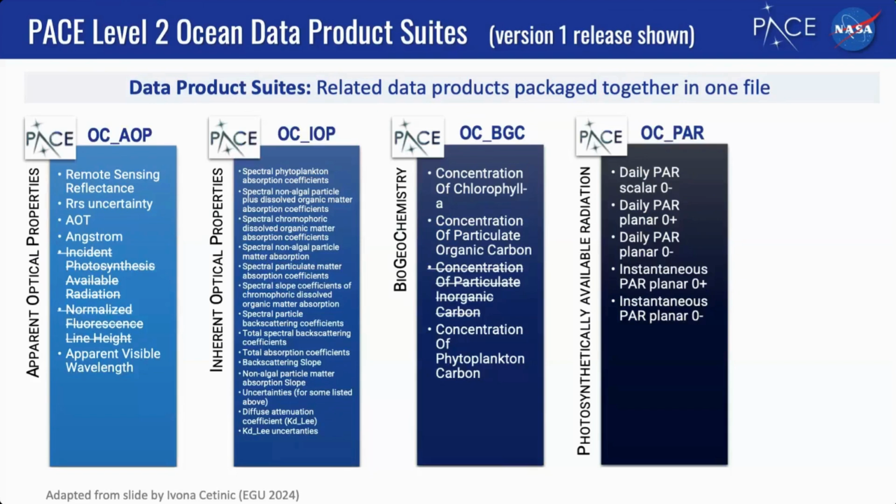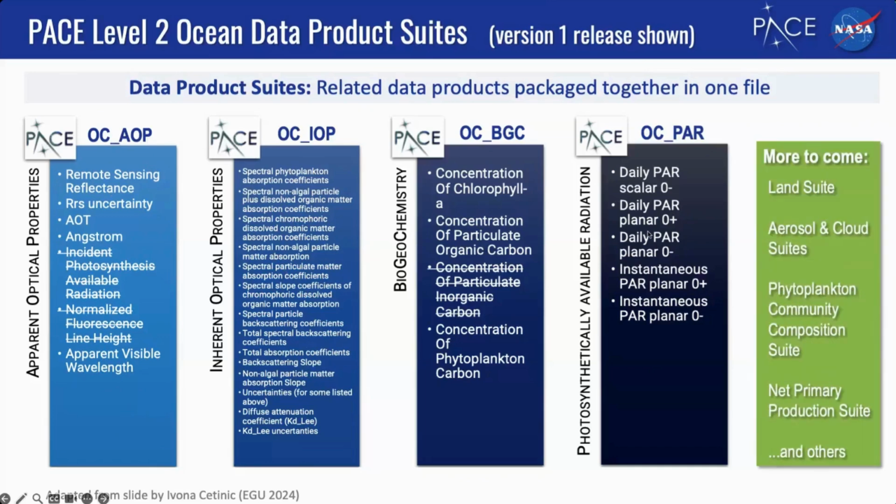out now. Each of these packages, such as over here, we have an apparent optical properties package, abbreviated as OC_AOP, and it includes these data products. The crossed out ones mean they're not there yet, but this would be your AOP package. We also have an inherent optical property or IOP package, biogeochemistry, as well as photosynthetically available radiation or PAR, an OC PAR. And of course, more are coming.